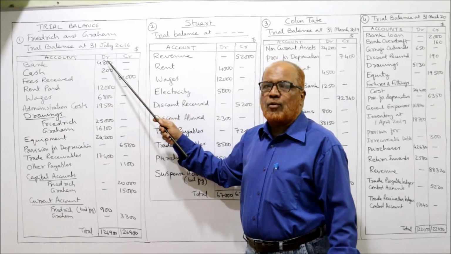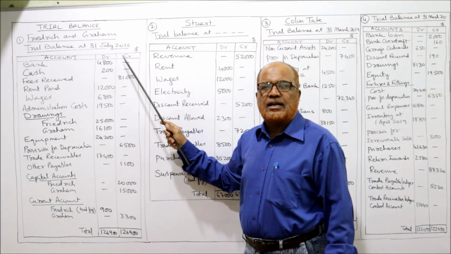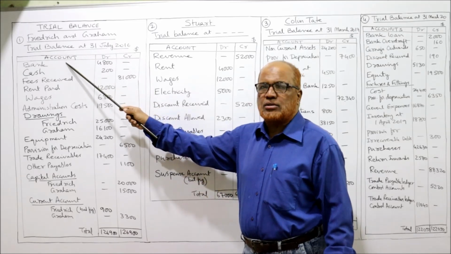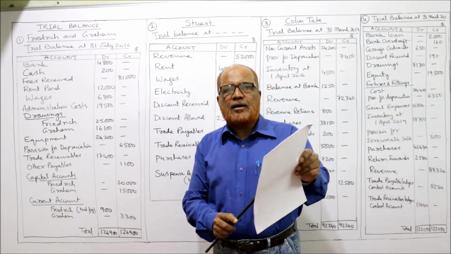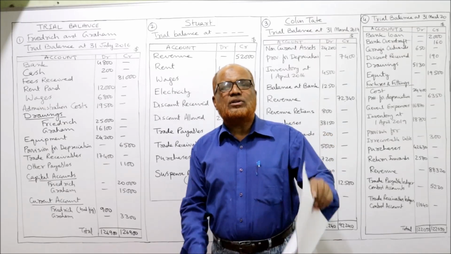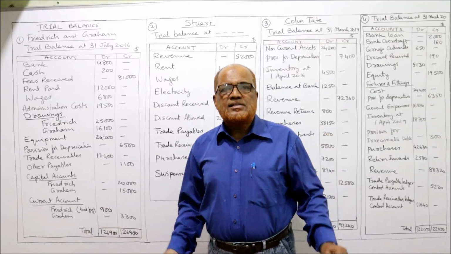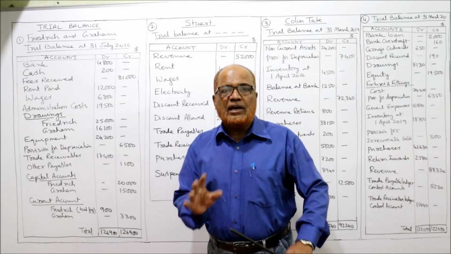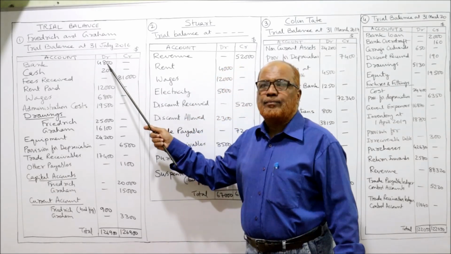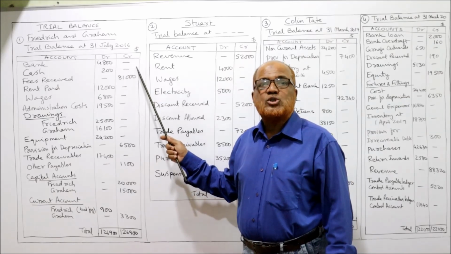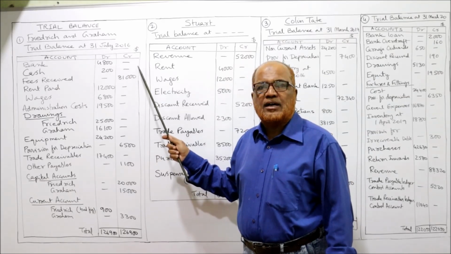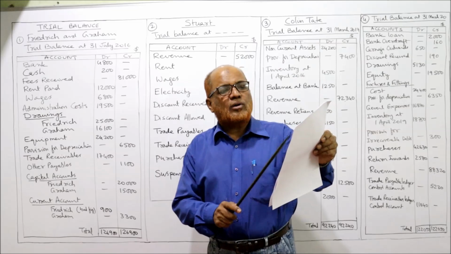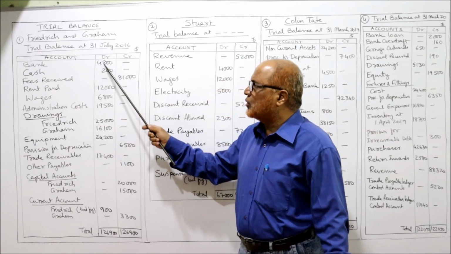The two columns I have opened at the extreme right hand side, debit column and credit column, then account. So one by one, bank. In the problem, the bank account is given 4,800 debit. Sometimes the bank account will give a debit balance, sometimes a credit balance. If it is a debit balance, take it in the debit column. If it is credit, that means overdraft, that will be taken in the credit column. So here, bank account debit 4,800, I have taken 4,800.